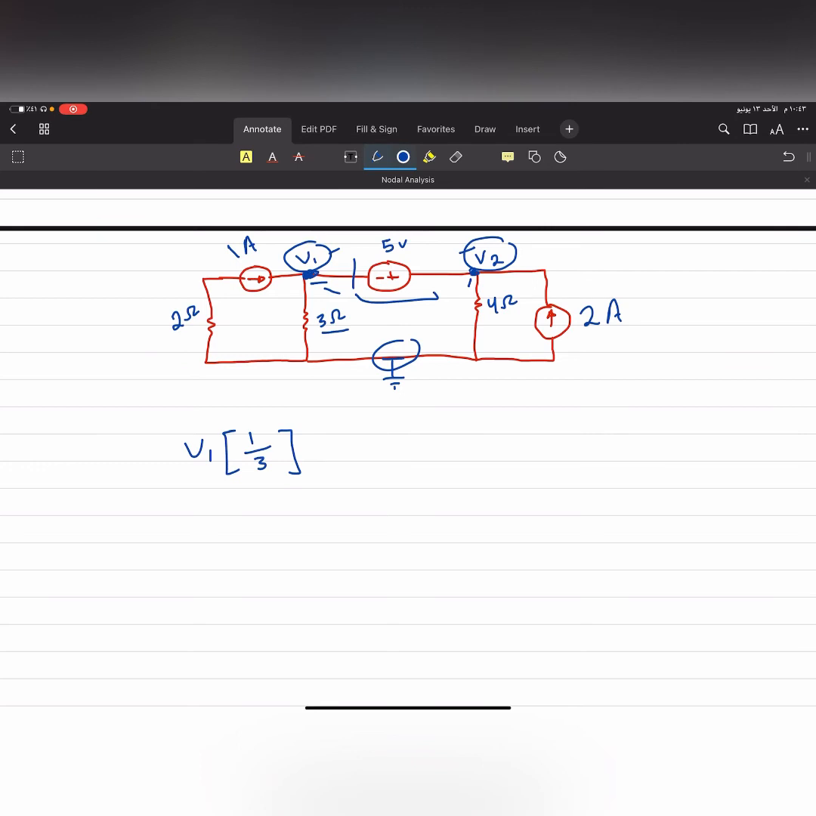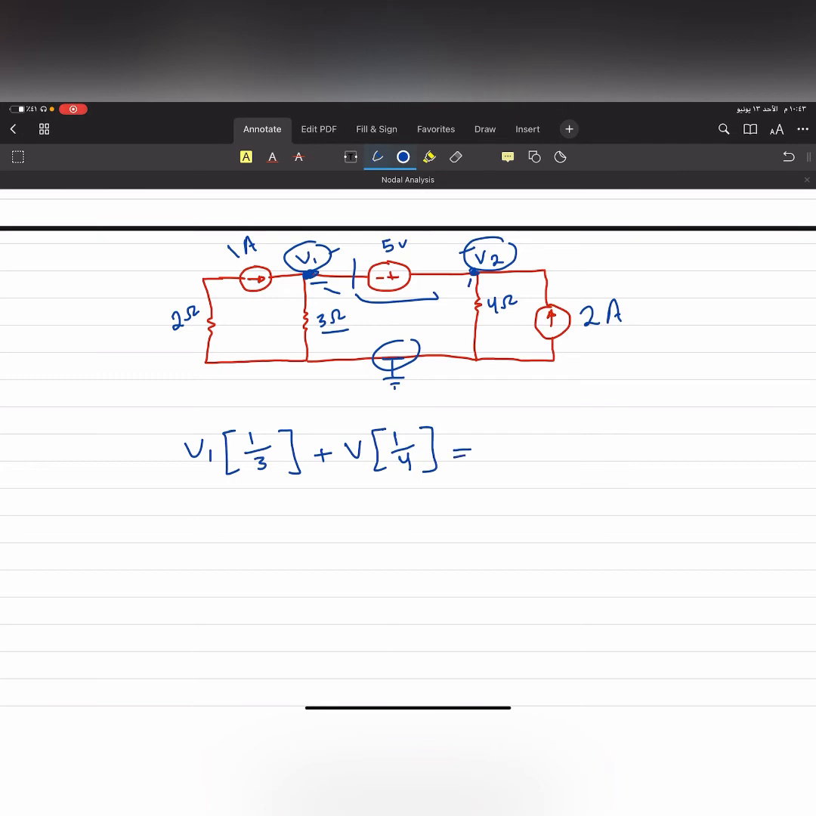Then I will move on to V2. I will put V2 also in the same equation as V1, plus. When I start with V1, I will separate them with plus. V2 multiplied by the resistance, which is 1/4. Is there any mutual resistance or mutual voltages? No. So I will say 1/4 and I will stop.